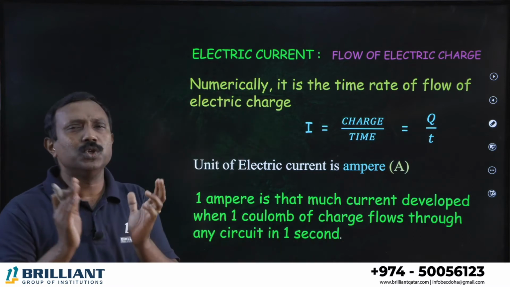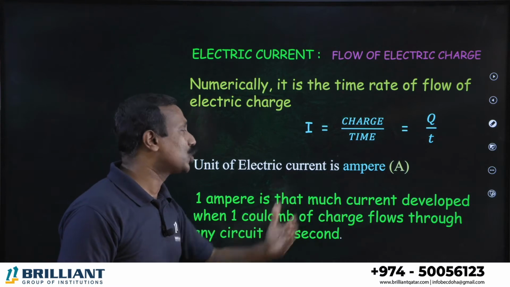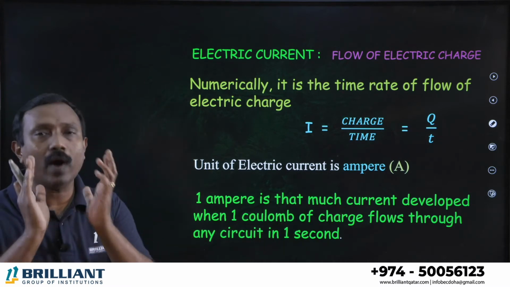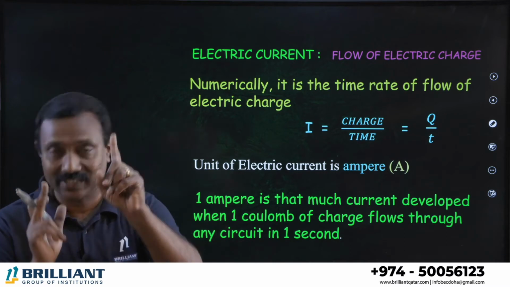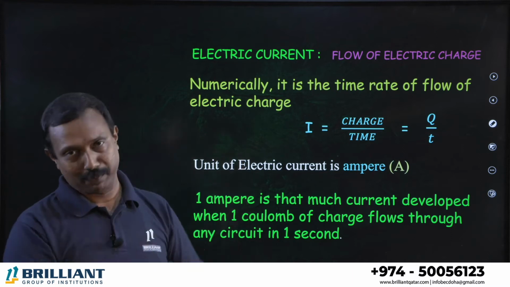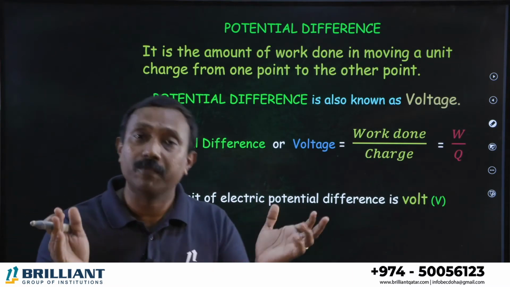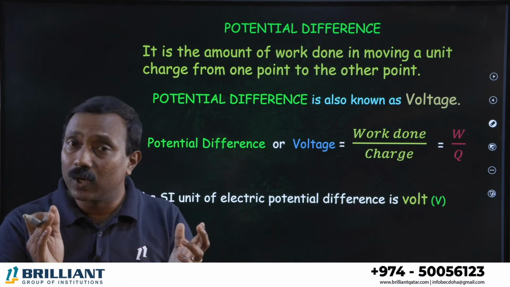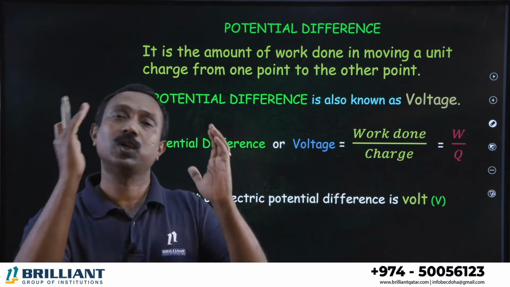And how can we define 1 ampere? 1 ampere is that much current developed when 1 coulomb of charge is flowing through any circuit in 1 second. I hope now you are remembering what electric current means. Now we can recall what potential difference means, because Ohm's law gives us the clear relationship between electric current and potential difference.